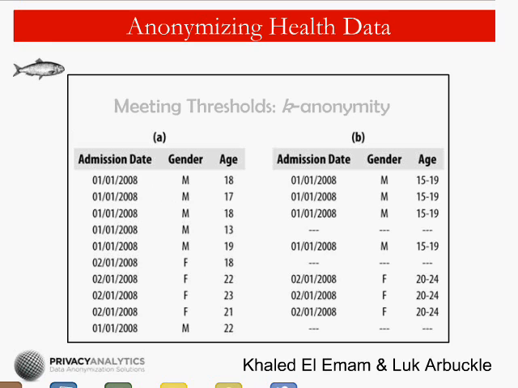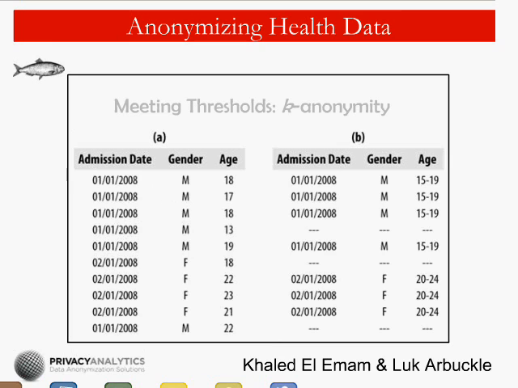What you want is to make sure you have K people in a data set that look the same, basically. So what you're going to see pop up is a data set that has just three fields, admission date, gender, and age. And what we want is K people, in this case 3, we're doing 3 anonymity, 3 people that have the exact same values across those fields. So 3 people with the same admission date, the same gender, and the same age.